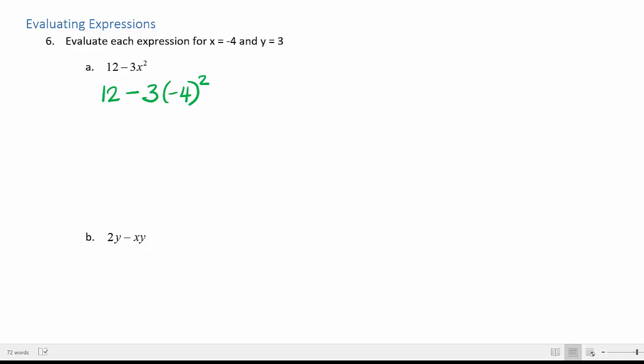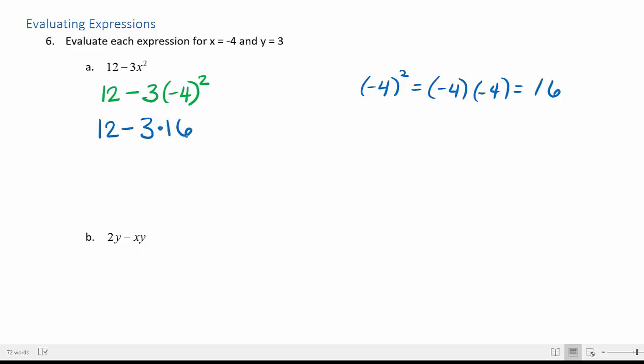So I've got a negative 4 squared. Let me write that out. That means we're taking negative 4 times negative 4. That's going to be a positive 16. Same sign, a negative times a negative is a positive. Okay, so now this becomes 12 minus 3. There's no symbol, so that's multiplying, times 16.